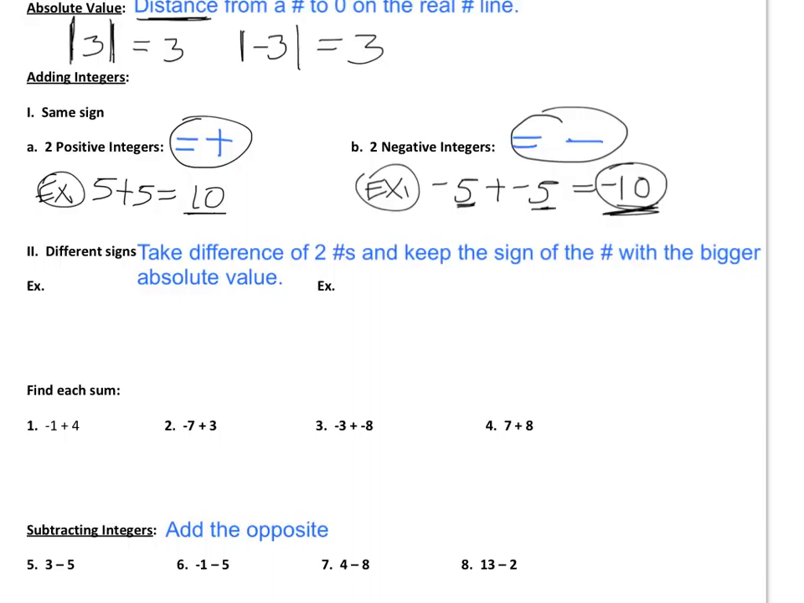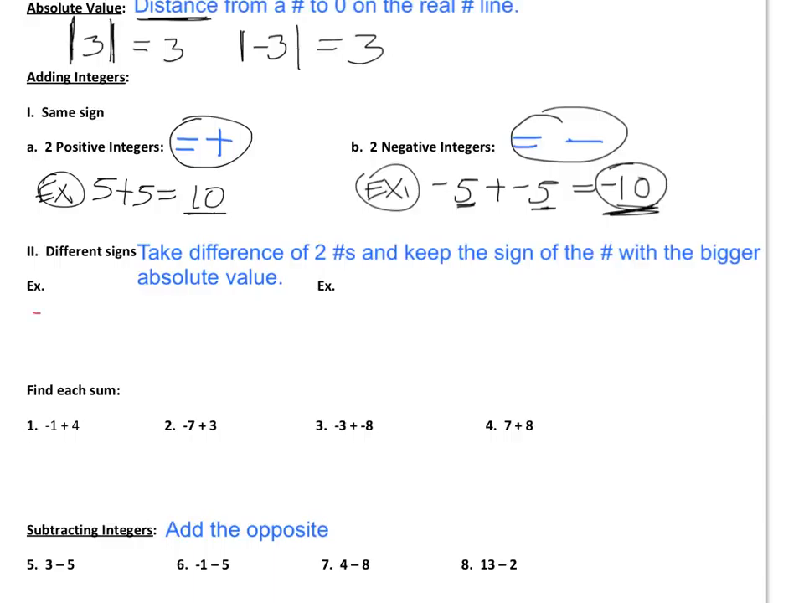Okay, and then if we move on to the second part of adding, you can take this down where we have different signs. This is if you add a positive and a negative, and in some cases, your sum is going to be a positive. Some cases, the answer is going to be a negative. So take this down. Really what you do is you take the difference of the two numbers and then you keep the sign of the number with the bigger absolute value. Okay, what do we mean by that? Let's look at two different cases.